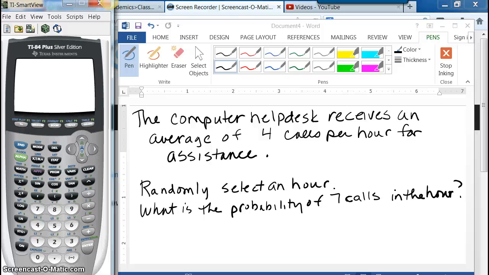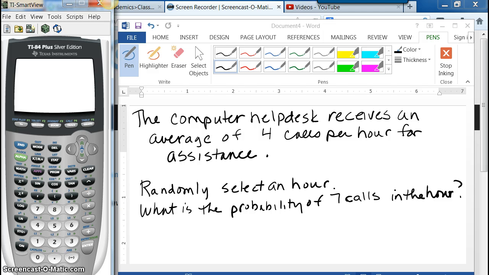This is an example of a Poisson distribution problem. The computer help desk receives an average of 4 calls per hour for assistance, and we're going to randomly select an hour and answer the question, what's the probability of 7 calls in that hour?